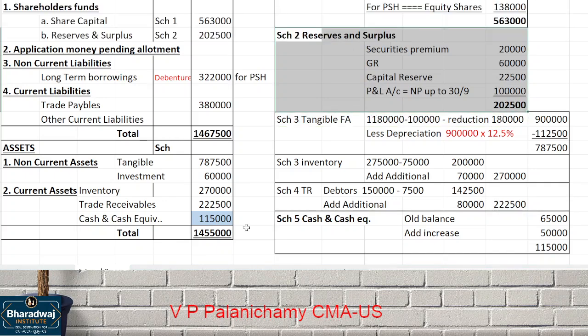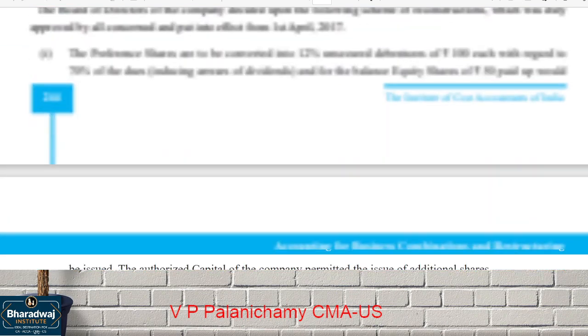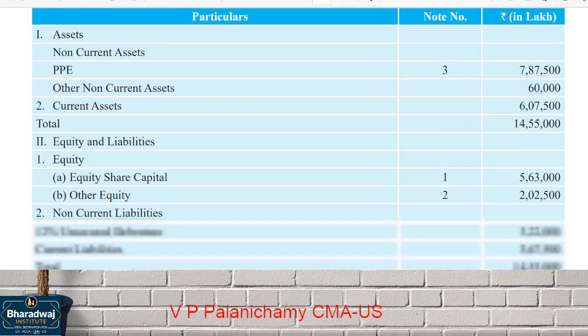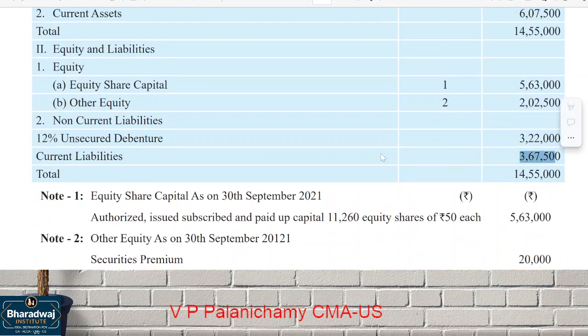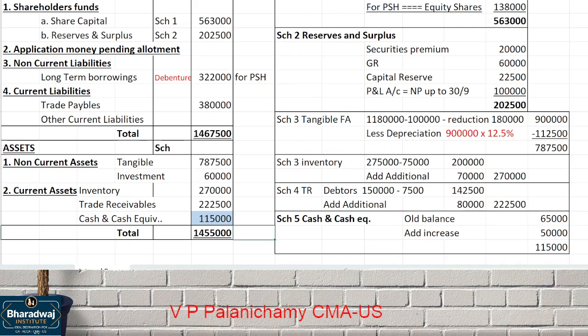Think and tell me. Don't look at the answer. In the answer, they would have given creditors. What is the creditors balance here? 3,80,000. But in the balance sheet they would have taken creditors as how much? 3,67,500. But the old balance sheet value is how much? 3,80,000. They made the balance sheet tally. But how this 3,67,500?